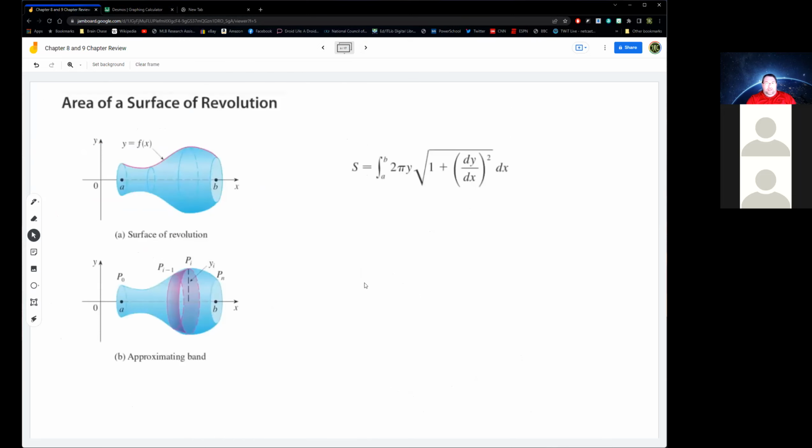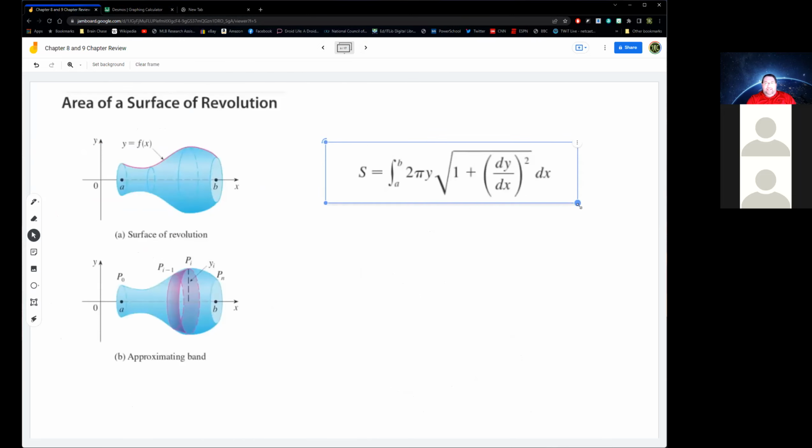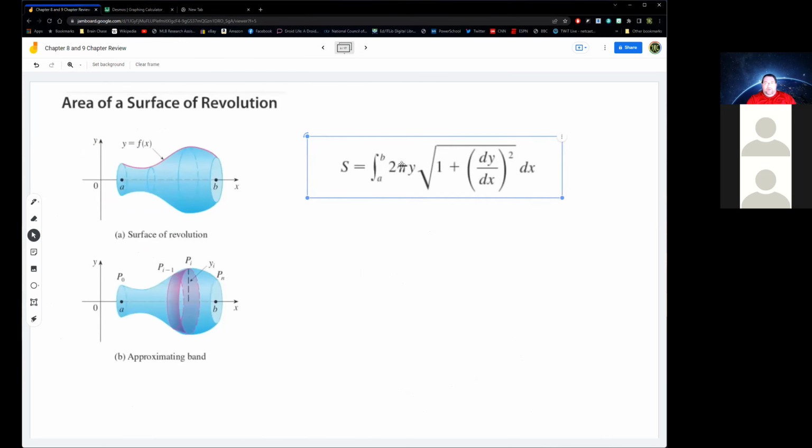On to surface area. Here's the basic formula for it. Remember that y is really your radius. So depending on how we're rotating it, depending on what my radius is, depends on what that's going to be. It can either be x or it could be the y, or the y is the function, I should say. So that really just depends on how we're rotating it.